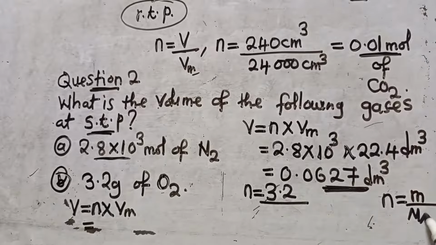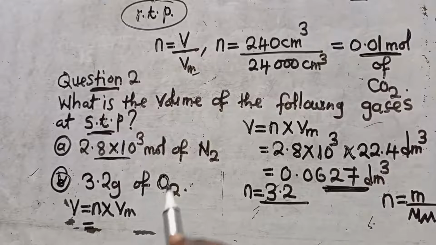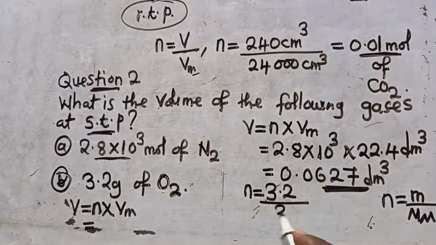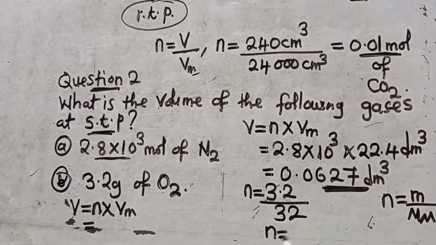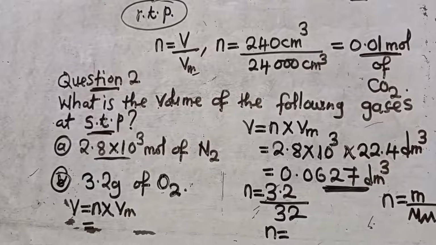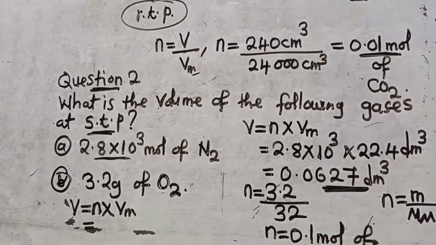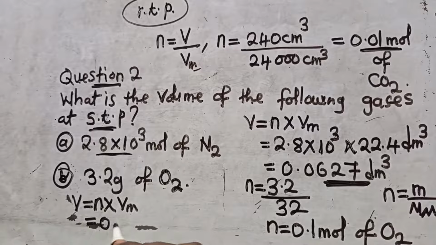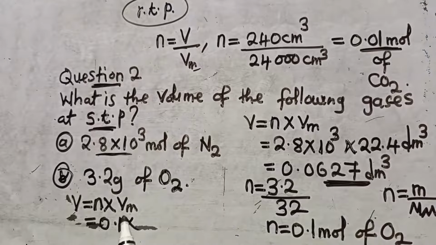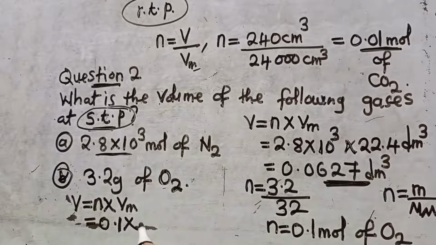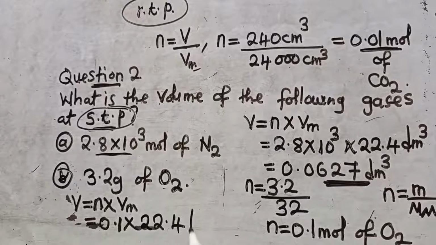So here we are saying molar mass of oxygen. Since there is a 2 here, you know that the mass number is 16, and 16 times 2 you get 32. The number of moles is 3.2 divided by 32, which gives 0.1 moles of oxygen. So you put 0.1 times molar volume, given at RTP, standard temperature and pressure, which is just 22.4 dm cubed.